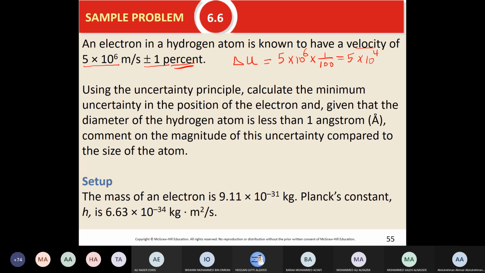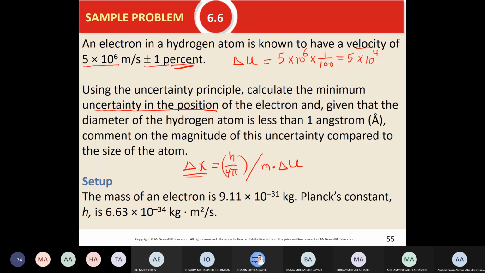Okay, using the uncertainty principle, calculate the minimum uncertainty in position. So what's delta x? Give me an answer. H over 4 pi, divided by what? Mass times delta u, because this is the momentum. Okay. The question is asking, calculate the uncertainty in position.